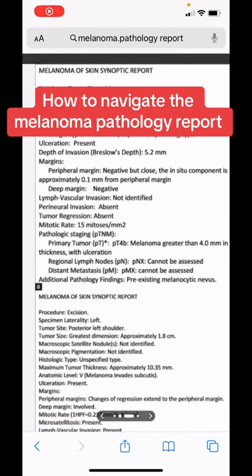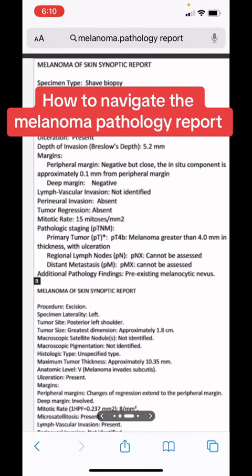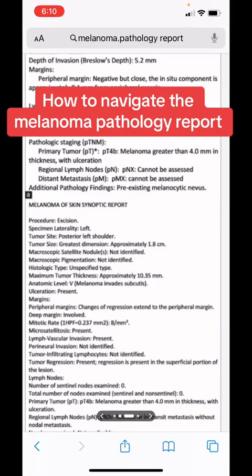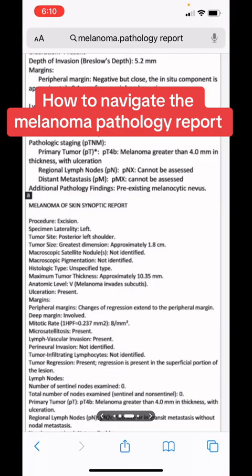So how do you read your skin biopsy or your melanoma biopsy? You get a report like this, a melanoma of skin synoptic report. As an oncologist, I immediately go to two things. I go to the Breslow depth. I want to know the depth of the melanoma. It's 5.2 millimeters. That's extremely important.